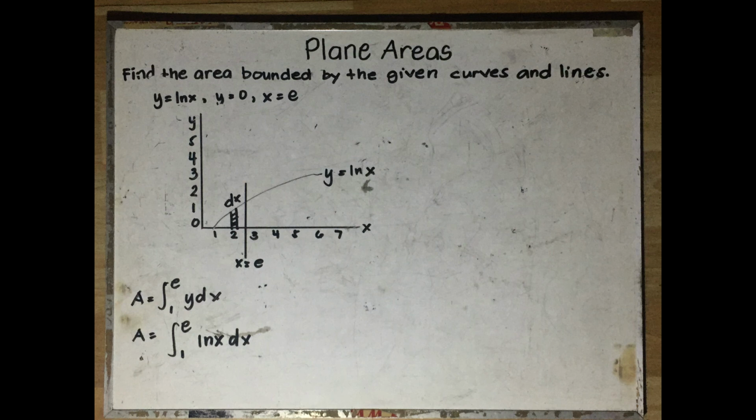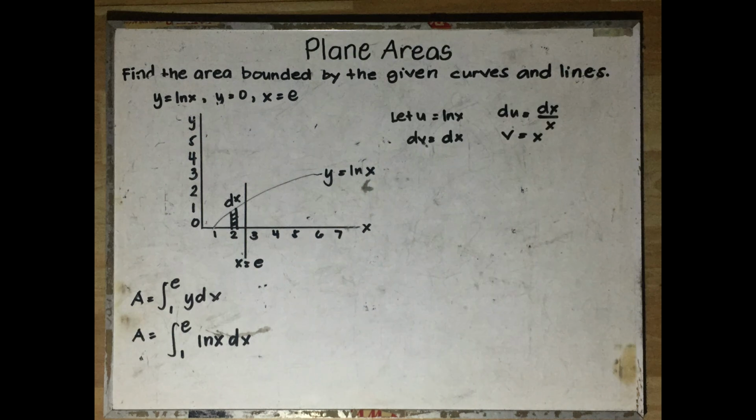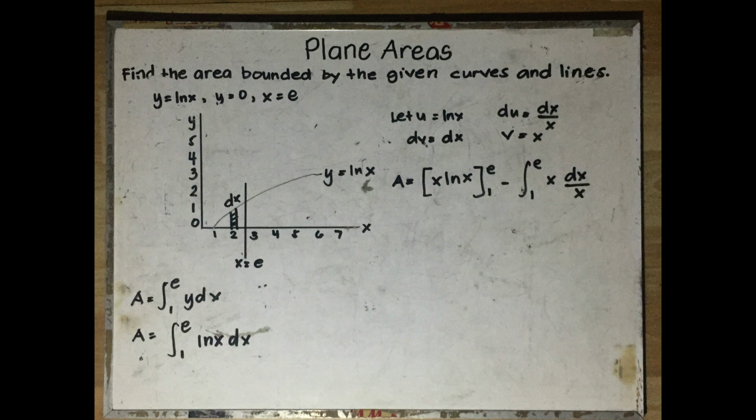We are going to perform integration by parts in this problem because of the constraints of our integral. We let u equals ln x, du equals dx over x, dv equals dx, and v equals x. Therefore, area is equal to x times ln x with the boundary 1 to e minus the integration of x times dx over x with the boundary 1 to e.